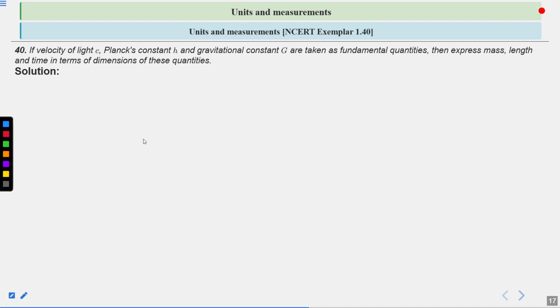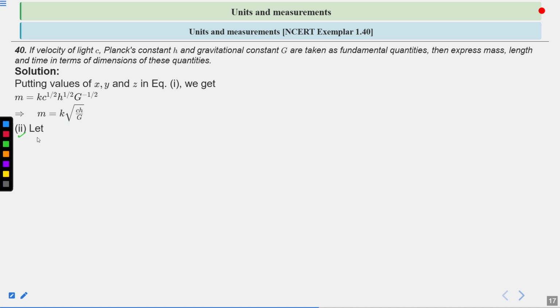Putting the values of x, y and z in equation first, we get m is equal to k c^(1/2) h^(1/2) G^(−1/2). So m is equal to k under root of c h by G.